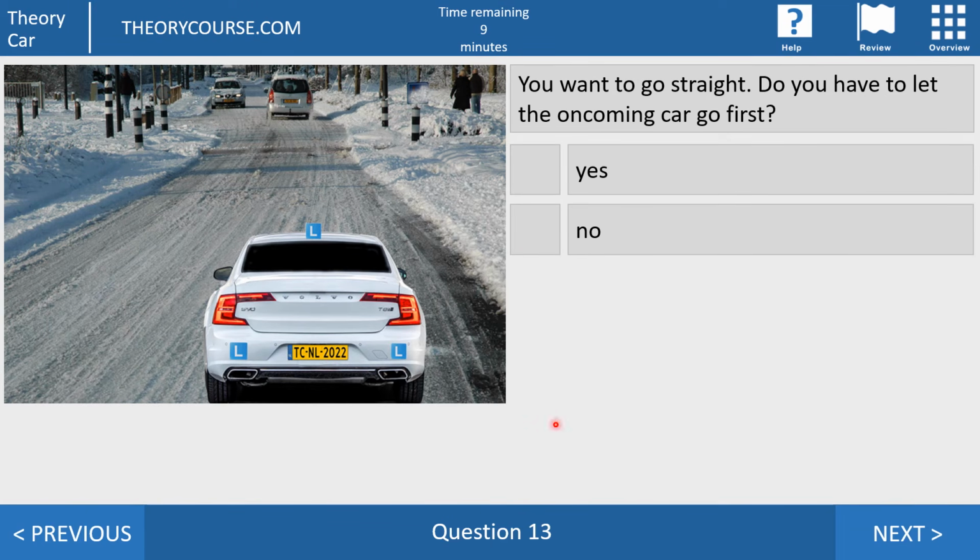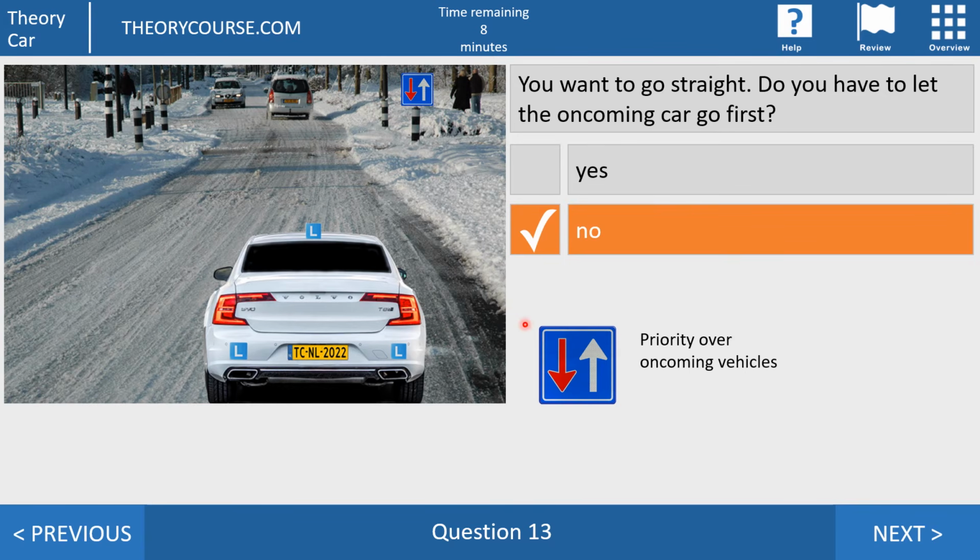Question 13. You want to go straight. Do you have to let the oncoming car go first? Is it yes or is it no? And look good at the picture. The right answer is no, because you have this blue sign, and this blue sign says that you can go first. The other car has this round sign. Well, let me show you the signs. This one, the blue sign, means you have priority over oncoming vehicles, so you can go on. This car has to wait.